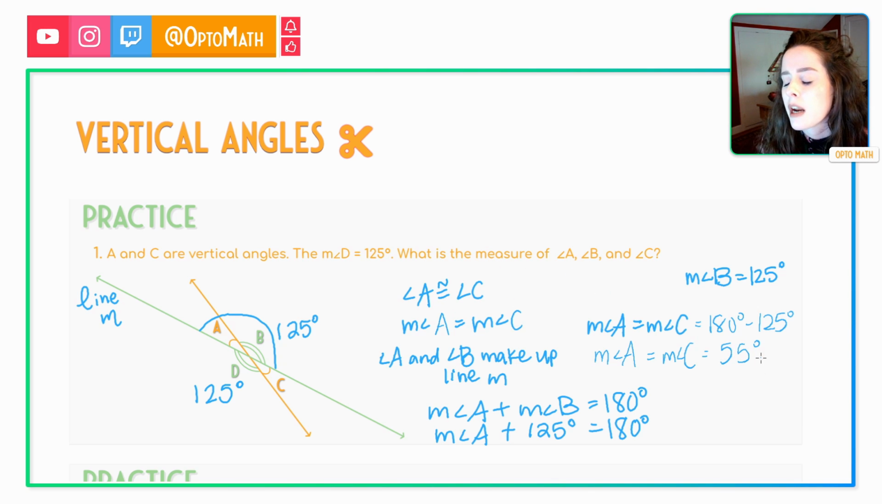I would probably solve that by counting up from 125: 135, 145, 155, 165, 175. I got 50. And from 175 to 180, I got 5, so 55. Okay, so we're done with that one.